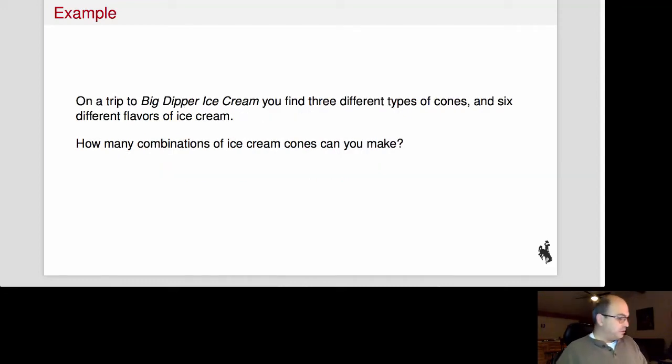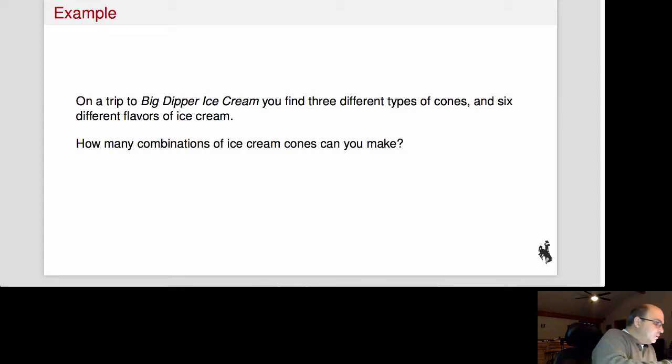Let's look at some other principles. Okay. Now, in this case, we're done with boarding school. We're now going to go to one of my favorite places downtown, Big Dipper Ice Cream. So I'm in Big Dipper Ice Cream, and what I discover is that they have three different types of cones. They really do have three different types of cones and six different flavors of ice cream. I simplified that. They have like 200 different flavors of ice cream. Okay, I'm exaggerating now. So how many combinations of ice cream cones can we make?